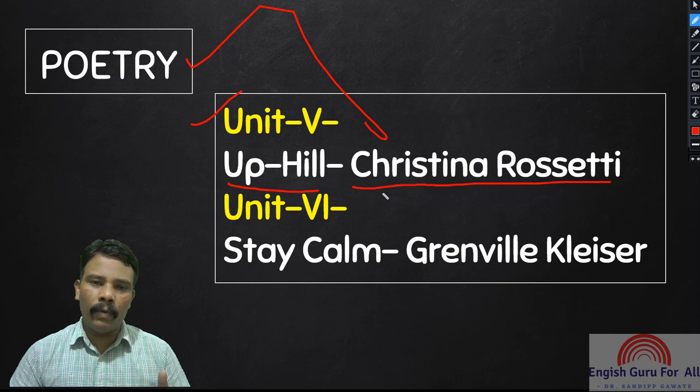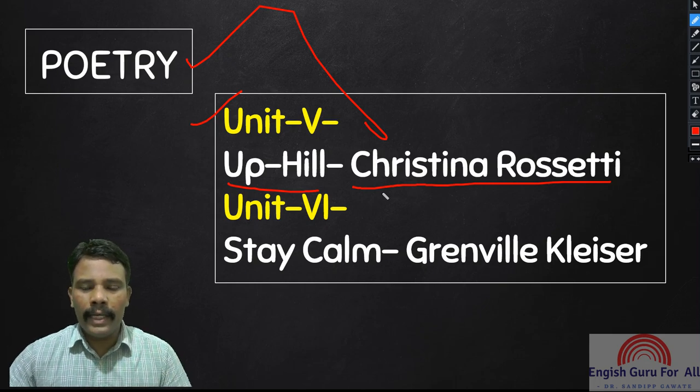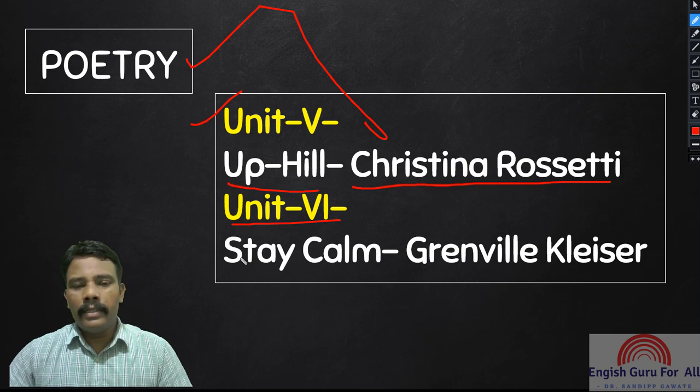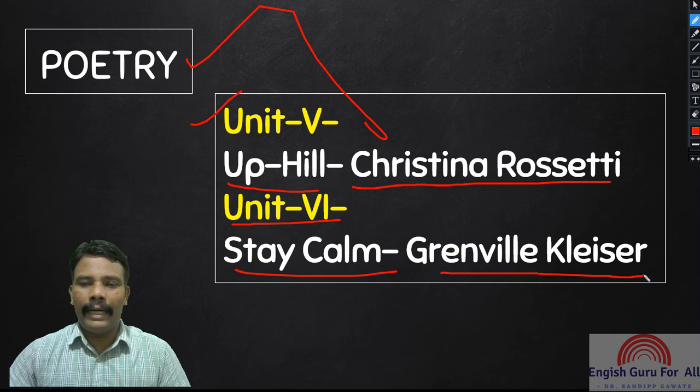What is unit number 5? What is the title of the poem? Uphill. And who is the author? Christina Rossetti. So she is the poetess. And unit number 6 is Stay Calm, written by Grenville Classer.